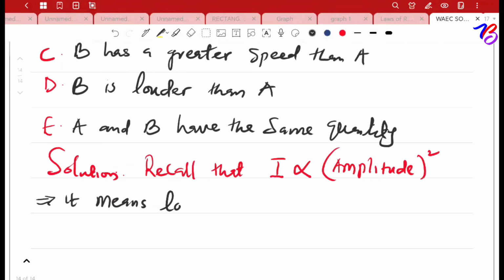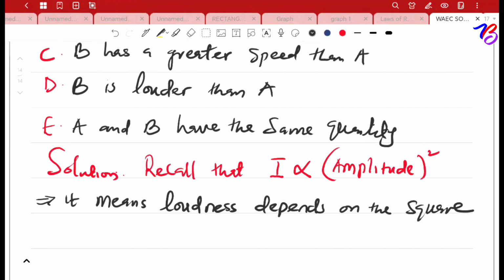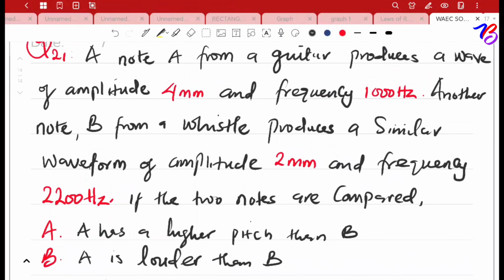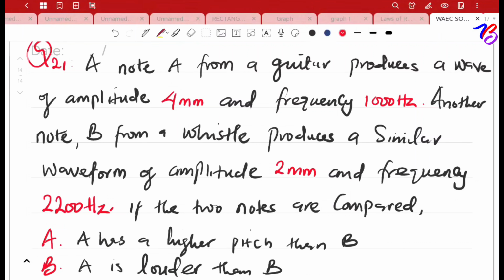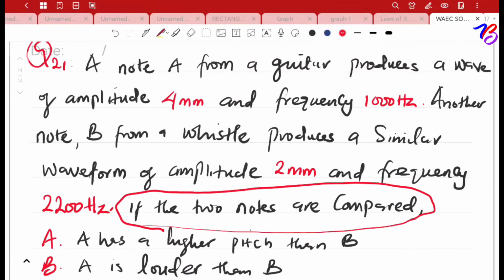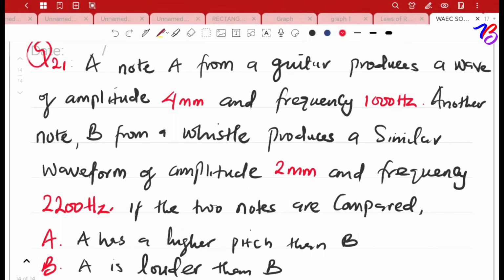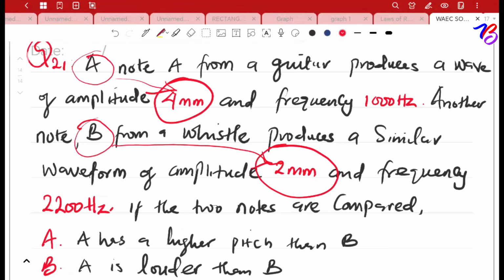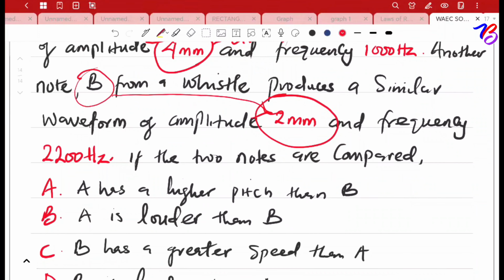So it means loudness depends on the square of amplitude. Are you here? Loudness depends on the square of amplitude. So looking at the given parameters, if the two notes are compared, you can see note A and note B. If we compare them using the given parameters, for A the amplitude is 4, for B the amplitude is 2. So you see that 4 minus 2 is 2. So A is greater than B. Yes, A is greater than B.